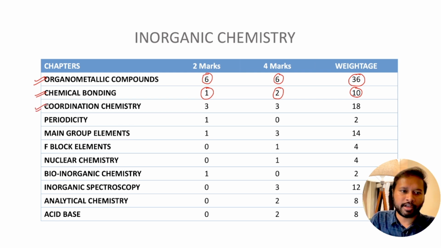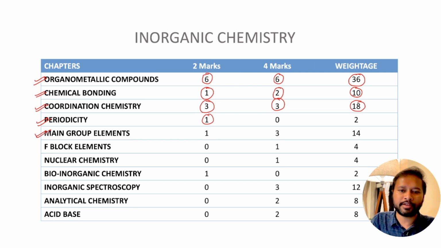Coming next to coordination chemistry, this is the second most weightage topic, or the topic which carries the most number of questions. 3 questions from 2 marks, 3 questions from 4 marks. Total weightage was 18 marks for coordination chemistry. Periodicity this time only carried 1 question of 2 marker.